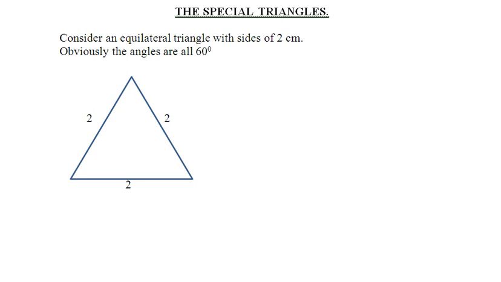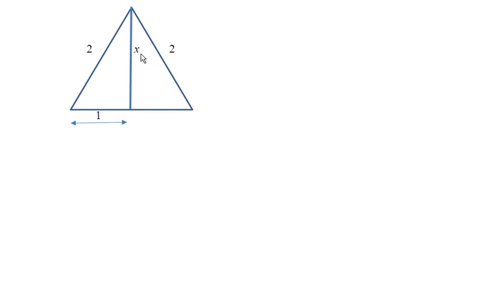There are two special triangles which we are going to use a lot during this course. Now we'll start with this equilateral triangle with sides of 2 centimeters. I'm going to split the triangle into 2 equal parts with a line down the middle here. I'm going to call the height x, and of course this distance is now 1 centimeter. This angle is 60 degrees, and of course this angle is now 30 degrees.